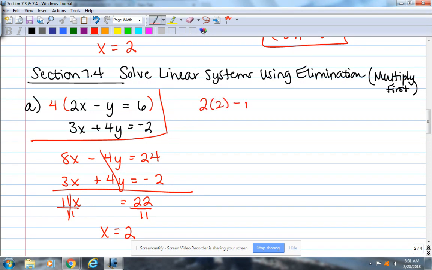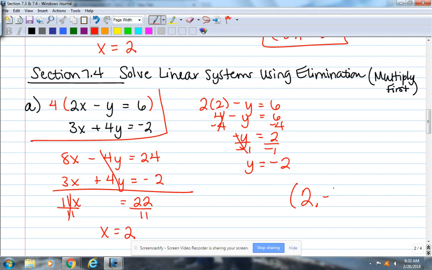2 times 2 minus y equals 6. What's 2 times 2? Minus y equals 6. And then I do what? Subtract my 4. So negative y equals 2. Divide by negative 1. Y equals negative 2. So what's my ordered pair here? 2, negative 2.